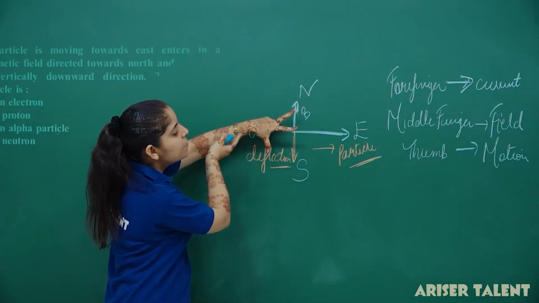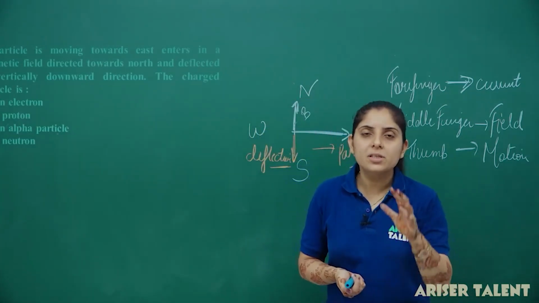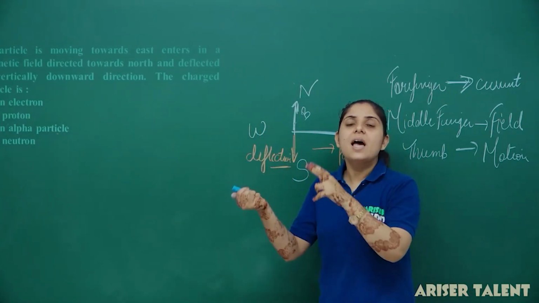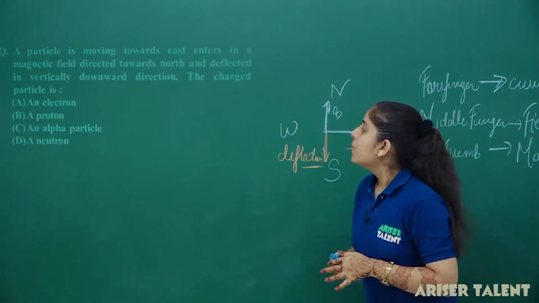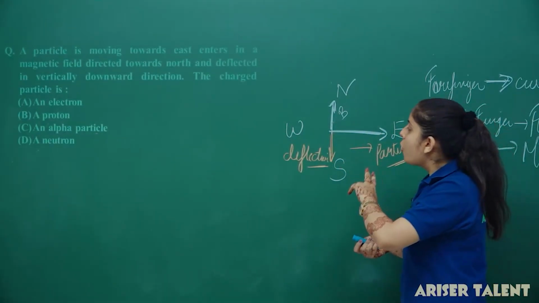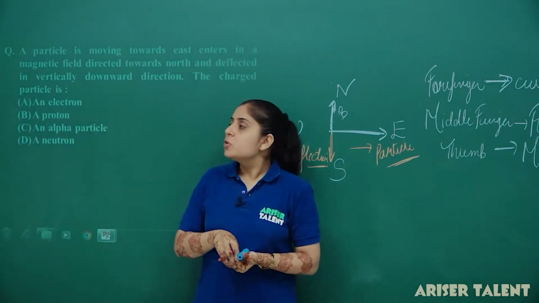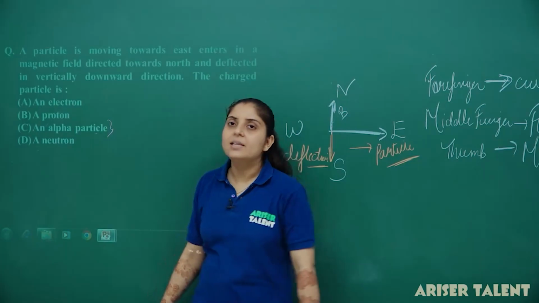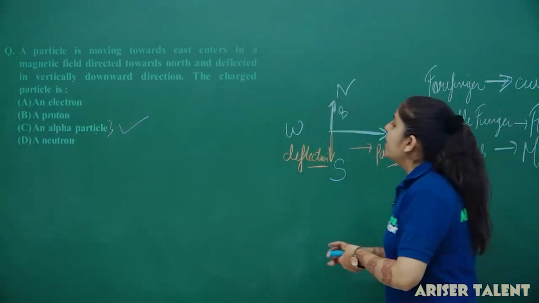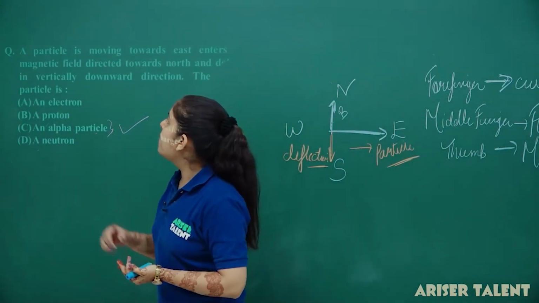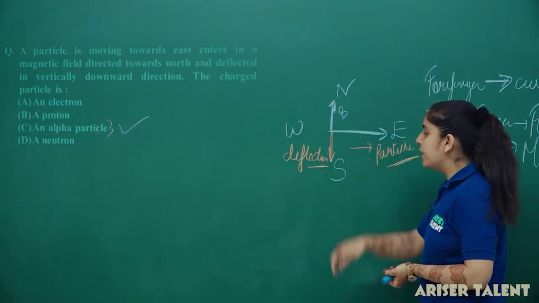The particle is moving in the same direction as the current, so it will not be an electron, because the direction of the electrons is just opposite to that of the current. The particle will not be a proton either, and neutrons are neutral particles. So the option left here is alpha particles. So we can say option C will be correct: alpha particle is moving toward east, enters a magnetic field towards north and is deflected vertically downwards.